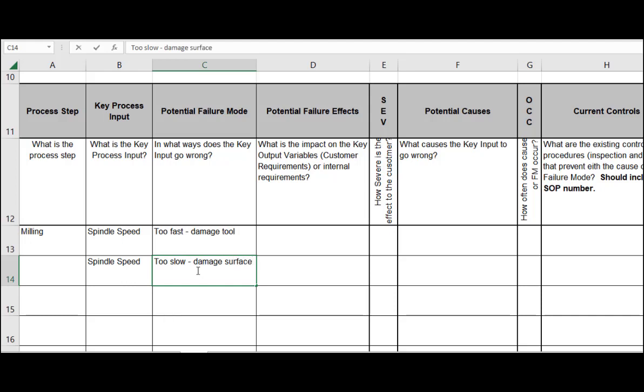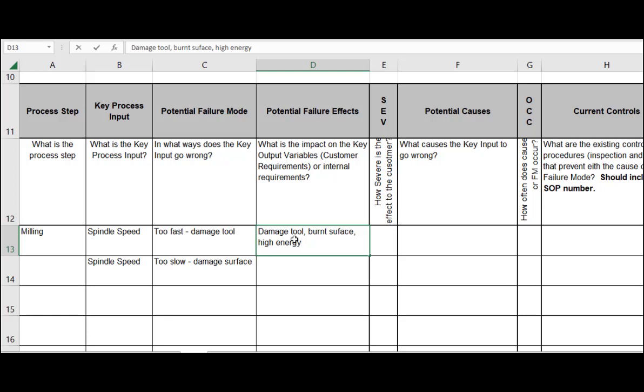Okay, next. Potential failure effect. What will be the potential failure effect of the process? Maybe here it will damage the tool, maybe the surface will burn because of too fast. Then when we use a high spindle speed, maybe it requires high energy in cutting.